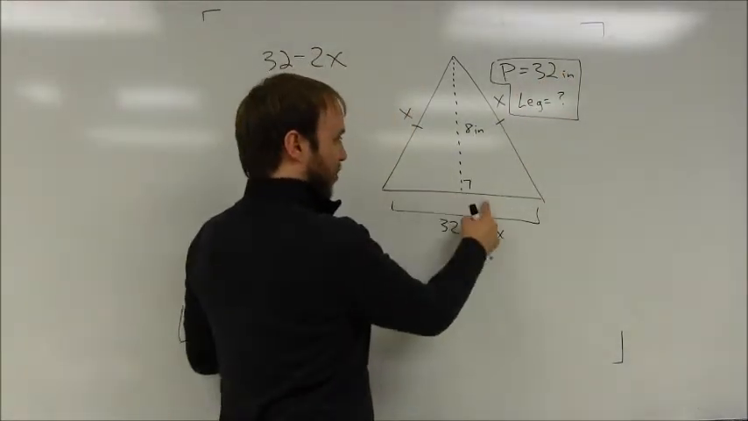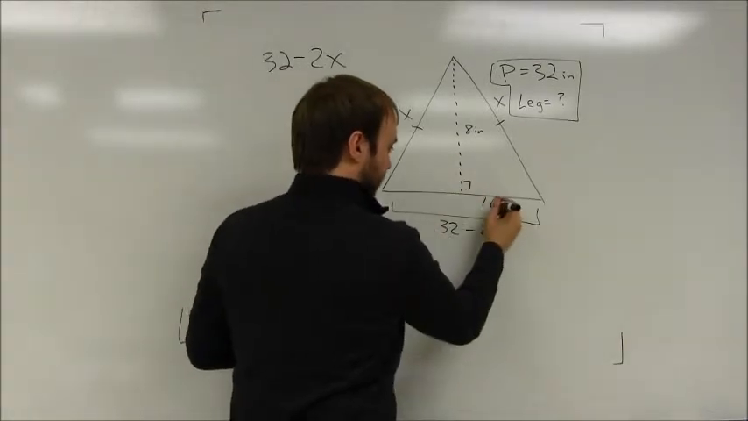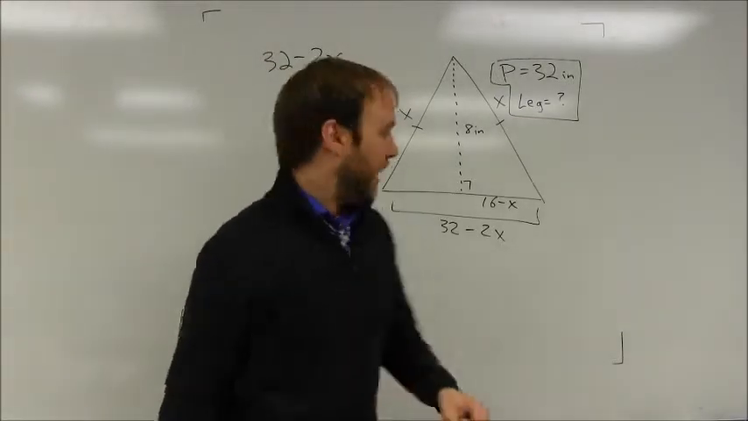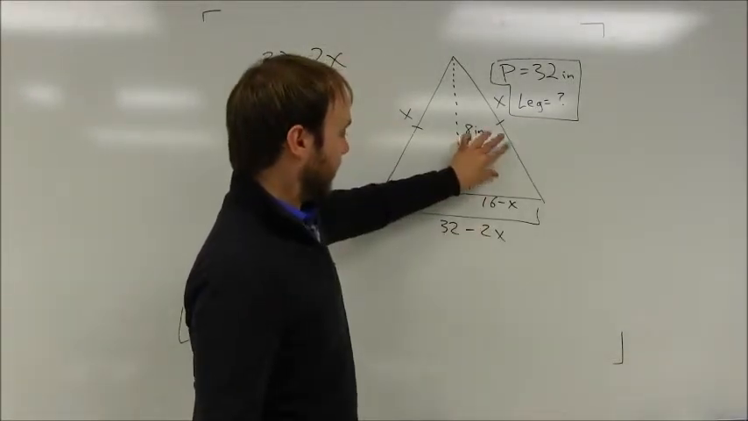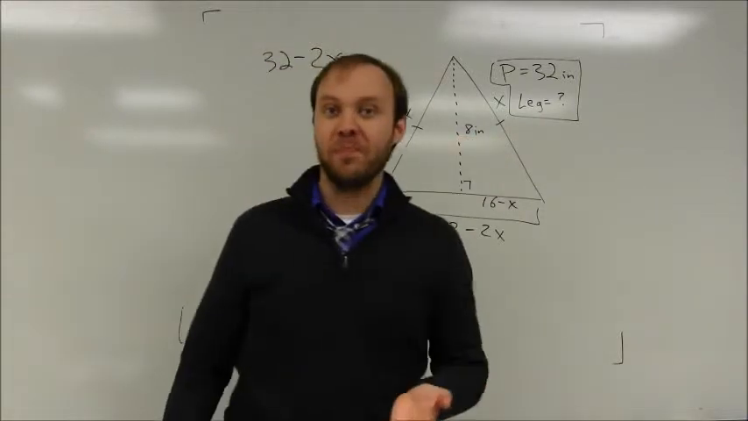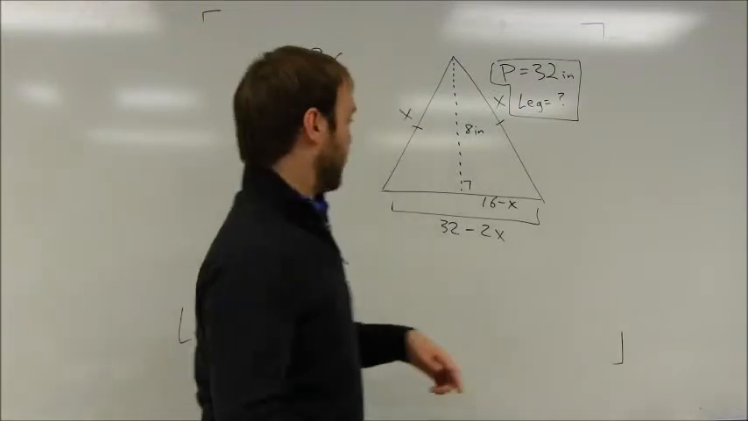This is an isosceles triangle, so it breaks into 2 congruent triangles. This is broken into 2 equal parts, so 16 minus x is this length here. And again, you'll notice at this point, I have 3 sides of a right triangle labeled with the same variable, and I should just be able to put everything into the Pythagorean theorem and come up with a solution here.